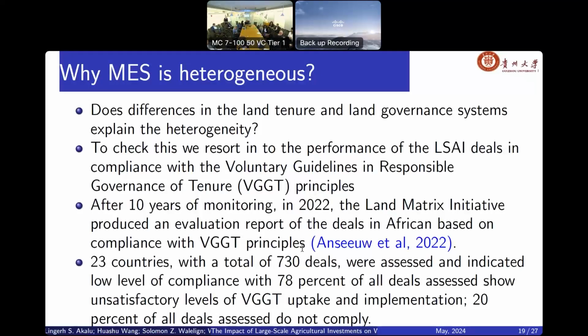And so why are these mean effect sizes heterogeneous across countries? There are many studies that show that these large-scale land investments converge towards countries that have lower tenure security. So taking that in mind, we resort to the performance of large-scale agricultural investment deals, compliance with the Voluntary Guidelines on the Responsible Governance of Tenure. The Land Matrix calculated this initiative, and we use these results in order to see whether there is some kind of relationship with the VGGT results and the mean effect size of the different countries that we calculated.